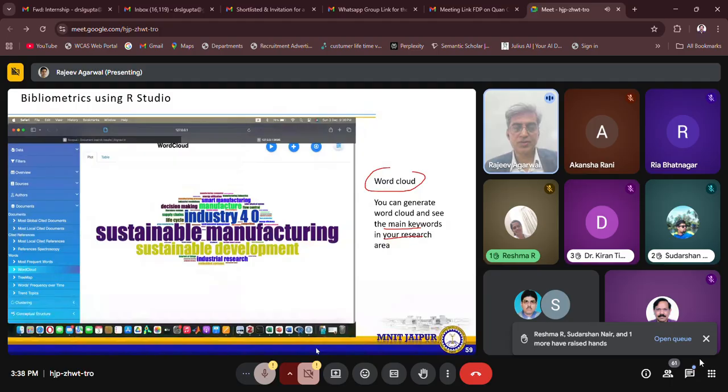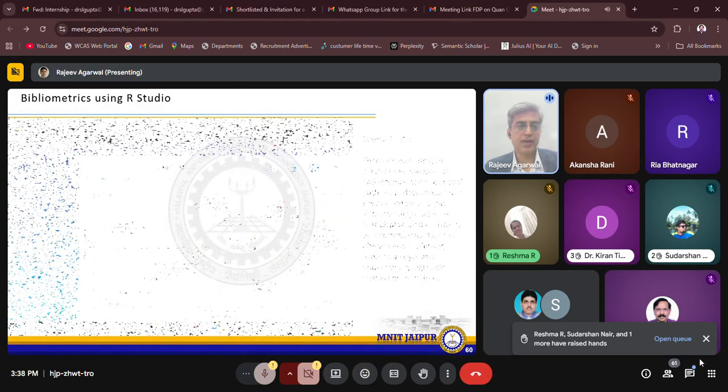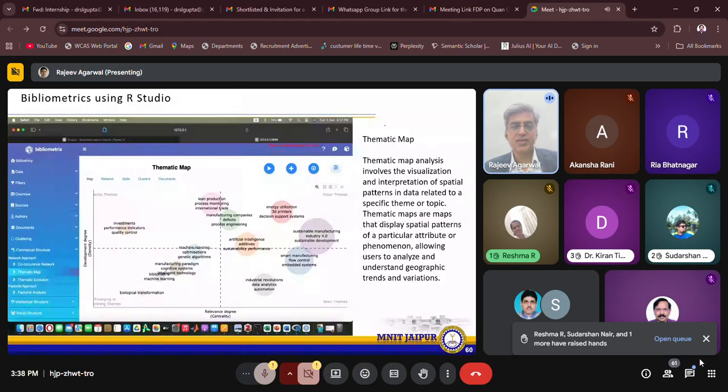So I was actually talking about this word cloud, and another very important tool is the thematic map, where thematic analysis is involved in visualization and interpretation of pattern data. Just see this.